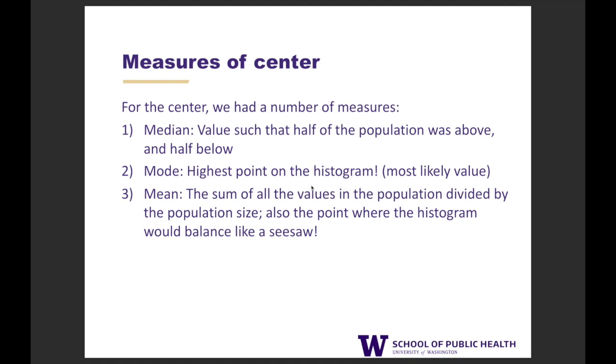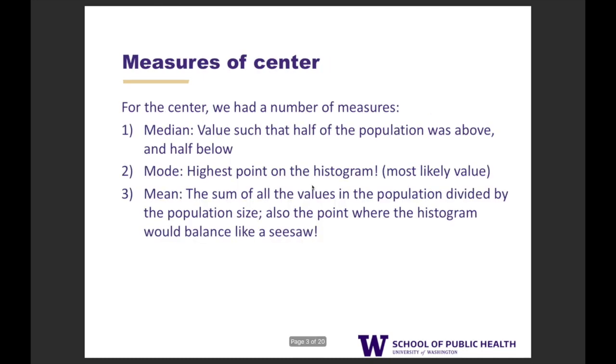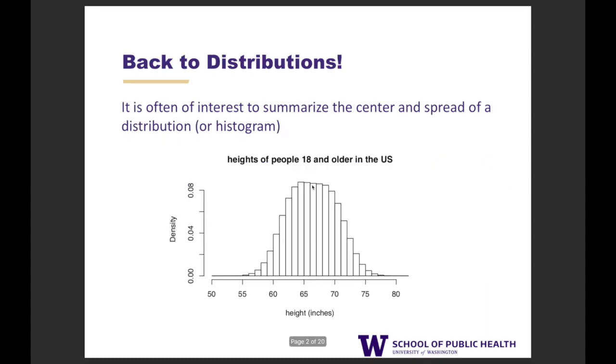Great, so for measures of center, we discussed this before. We had the median value, the mode, and the mean as three fairly usual measures of center. The median is that value such that exactly half of the population is above it and half is below it. So again, if we go back to this histogram, it would be the point such that half of the mass, the area of the histogram, is to the right, and half of the area of the histogram is to the left. The mode is the highest point on our histogram. It's the most likely value. So again, here it might be the x value around 65-ish.